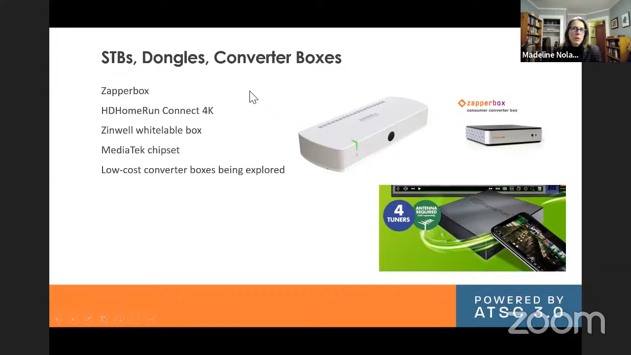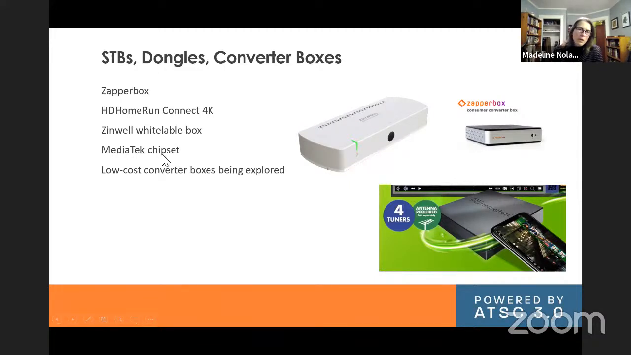What else is out there besides television sets? There are set-top boxes, dongles are coming in, converter boxes are coming. The two noted here are available now: the Zapper Box, shown in the upper right, and the HD Home Run Connect 4K, shown in the lower right. Both of these boxes are available at retail now, and they will connect to an existing television set. You don't have to have a 3.0 capable TV in order to use these two boxes. We also have the Zinwell Box, which is white labeled, and I think they're looking for partnership.